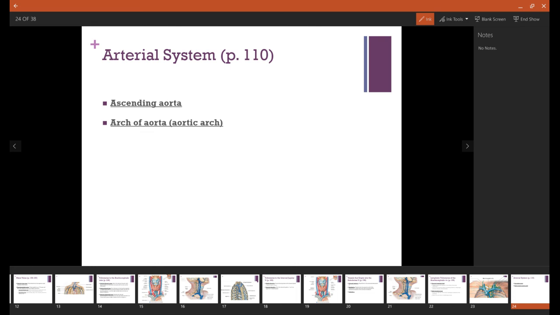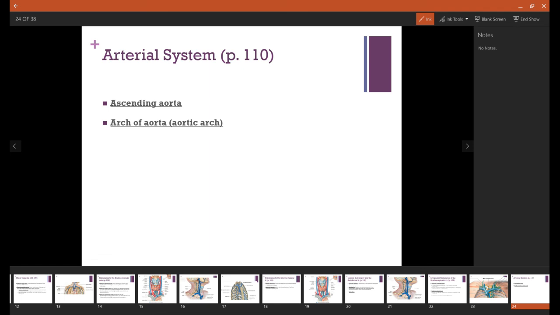We also have to begin the arterial system. So the first part is the ascending aorta. And so the aorta is a very large blood vessel found in the body coming from the heart that's taking blood to different regions of the body. And so right as it comes out of the heart, it's going to be going upward, and that's called the ascending aorta.